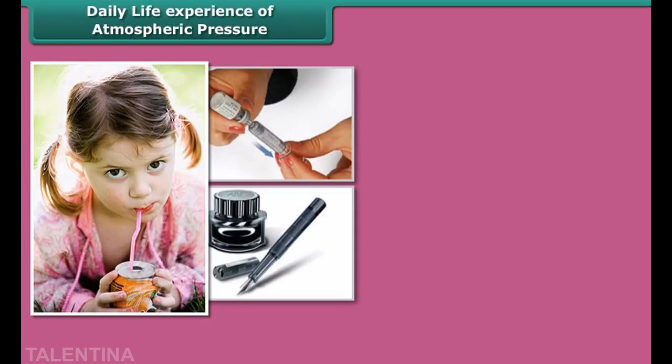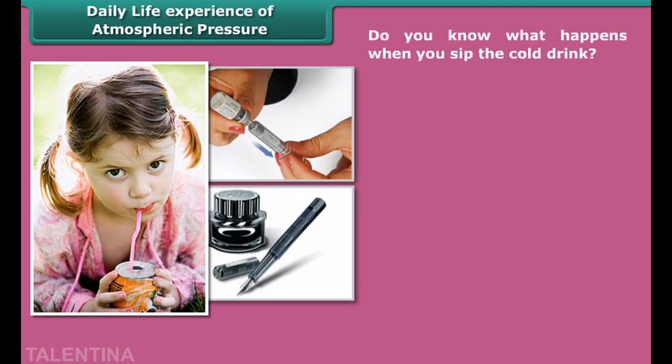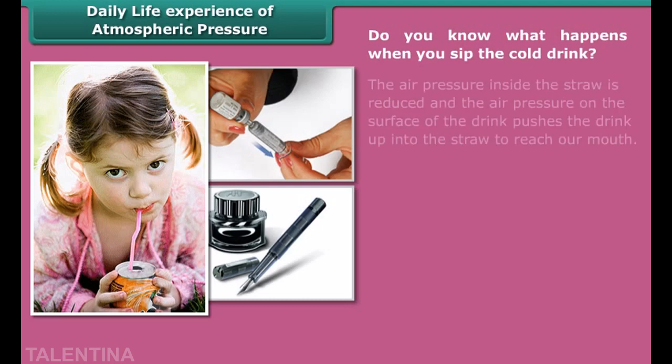Daily life experience of atmospheric pressure. In our day-to-day activities, we experience various instances of atmospheric pressure. Some common examples are sipping a cold drink through a straw, dipping the nozzle of the syringe in the liquid, or filling of ink in fountain pens. Do you know what happens when you sip the cold drink? The air pressure inside the straw is reduced, and the air pressure on the surface of the drink pushes the drink up into the straw to reach our mouth.